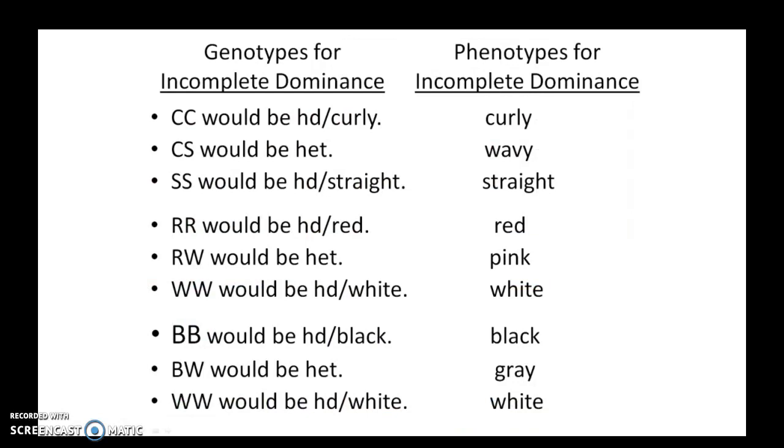Here are a few more examples. Here are our genotypes. This would be homozygous dominant curly. This would be heterozygous. And this would be homozygous dominant for straight. This would be homozygous dominant red, heterozygous, and homozygous dominant white.